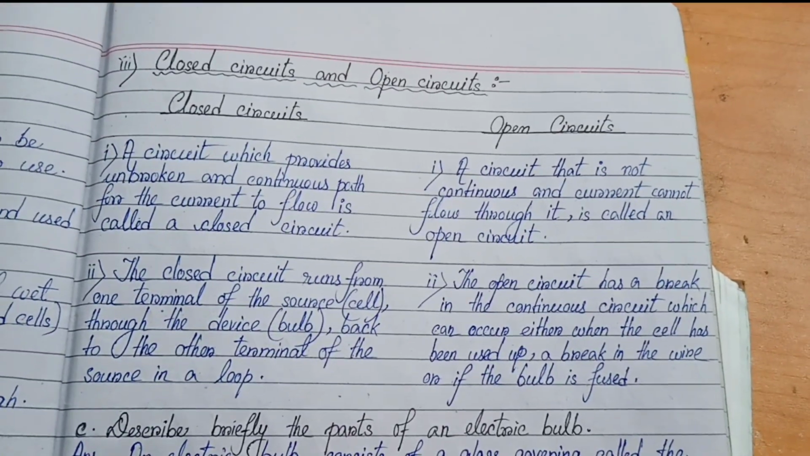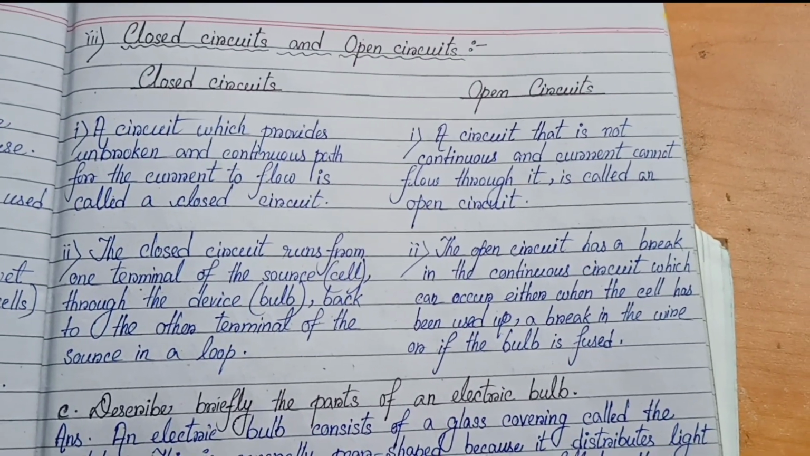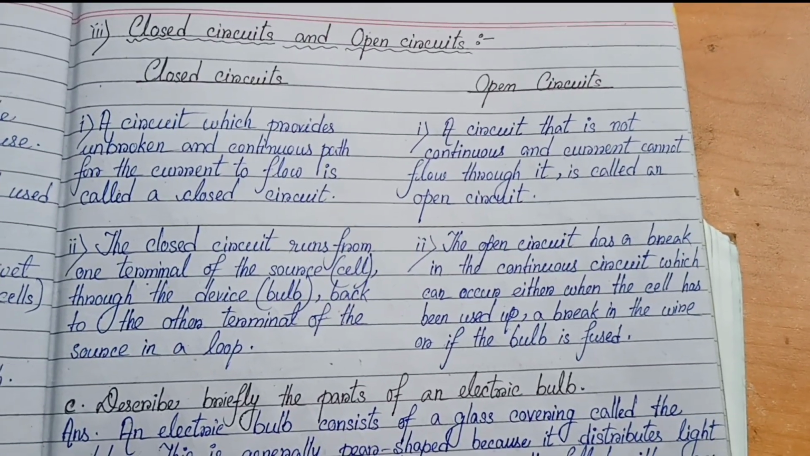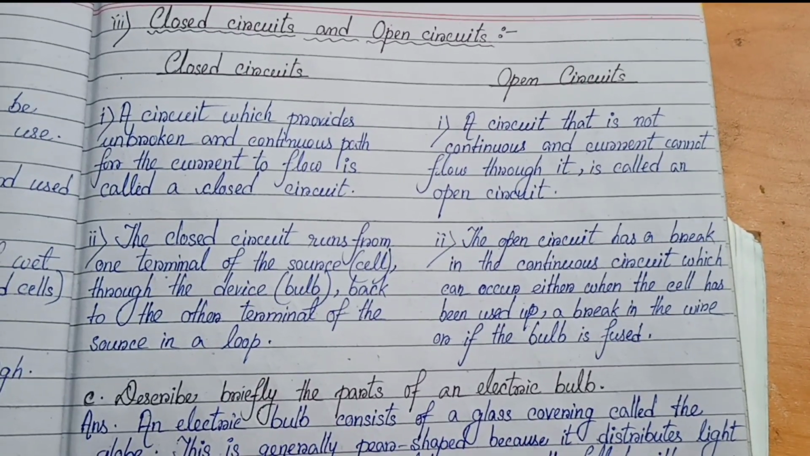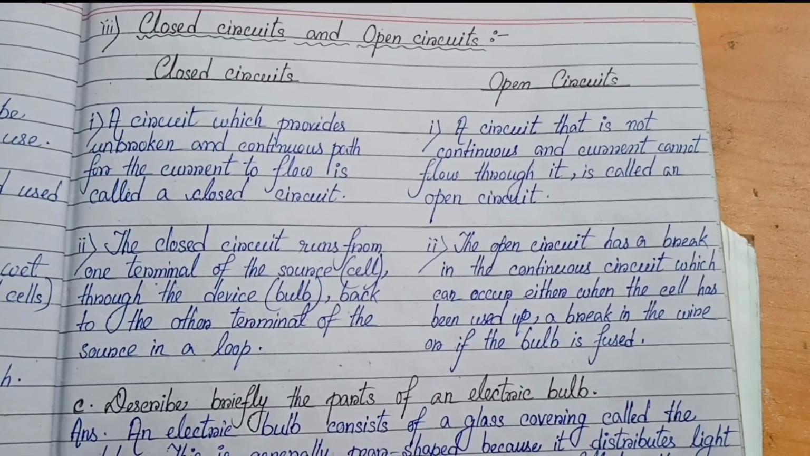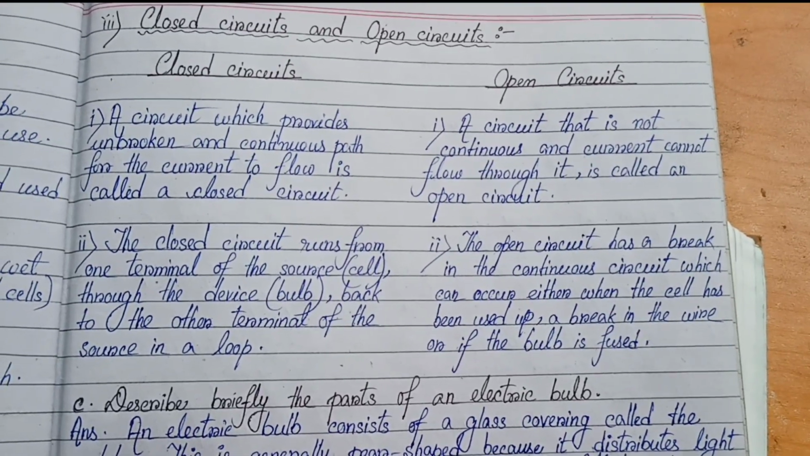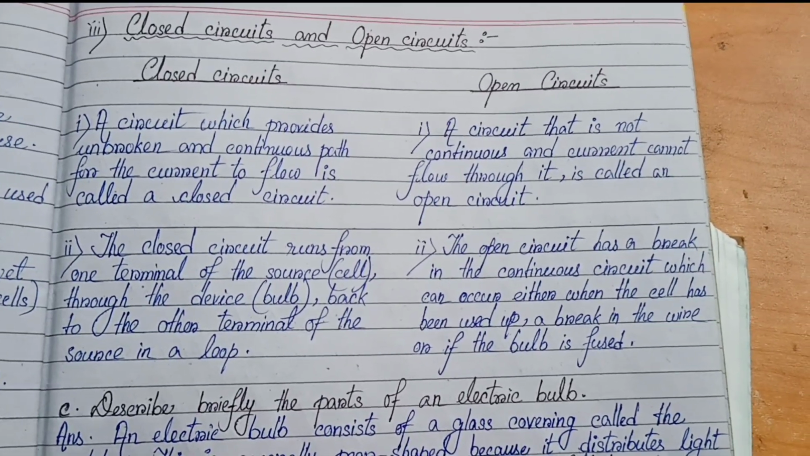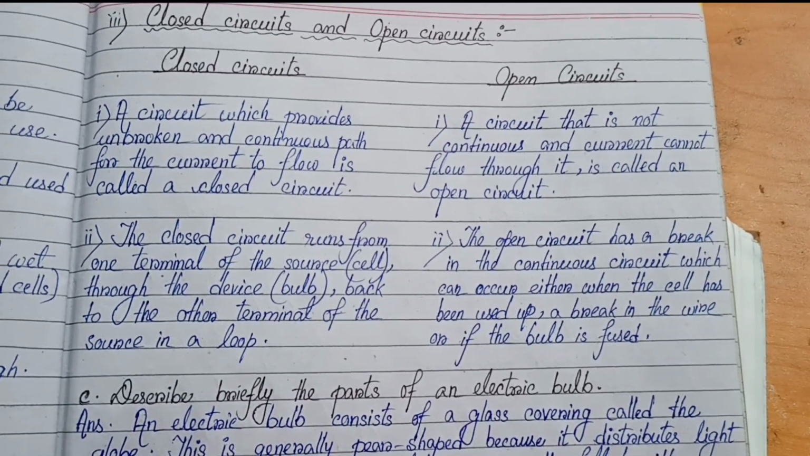Number three, closed circuit and open circuit. Number one, a circuit which provides an unbroken and continuous path for the current to flow is called a closed circuit. Number one, there, a circuit that is not continuous and current cannot flow through it is called an open circuit. Number two, the closed circuit runs from one terminal of the source, that means cell, through the device, that means bulb, back to the other terminal of the source in a loop. Number two, the open circuit has a break in the continuous circuit, which can occur either when the cell has been used up, a break in the wire, or if the bulb is fused.